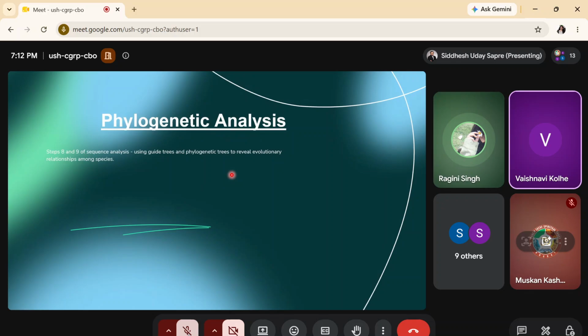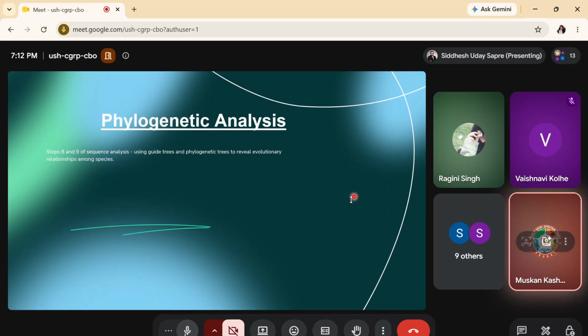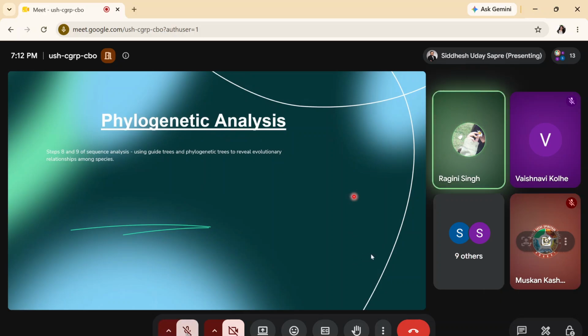Hello, hello. Is my sound clear? Yes, Ragini. Yes. This is slide 8, guide tree analysis. Using guide tree and phylogenetic trees to reveal evolutionary relationships among species. Next slide.